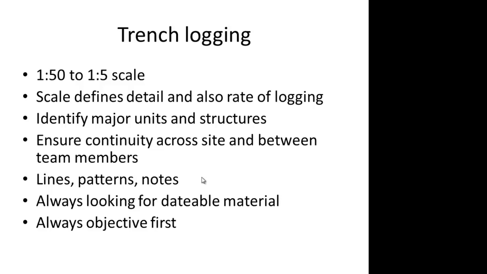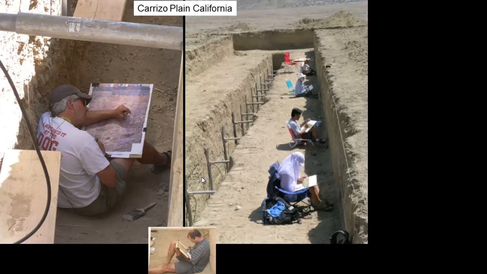We draw the lines of the features. We make patterns. We also make many notes. So as I'm logging, I may have maybe 20 or 30 notes on a page, little keyed 1, 2, 3 things that are occurring to me as I'm working. I'm always looking for datable material, and then we always do an objective mapping. So we try to map just what we see rather than interpreting. And so you'll see this nomenclature in a moment.